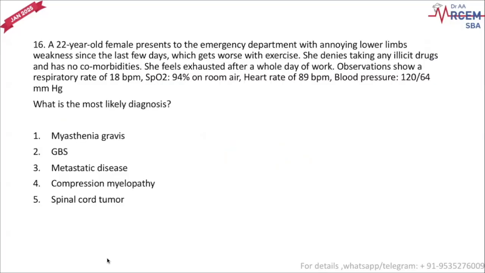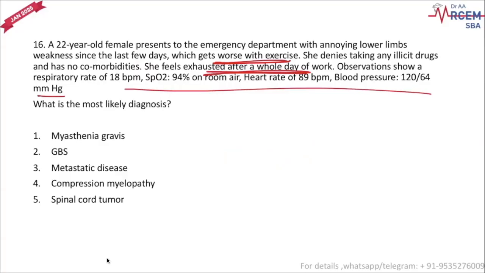A 22 years old female presented to the ED with annoying lower limb weakness since the last few days, which gets worse with exercise. So worse with exercise. She denies taking any illicit drugs and has no comorbidities. She feels exhausted after a whole day's work. Observation shows respiratory rate and all the vital parameters completely fine.